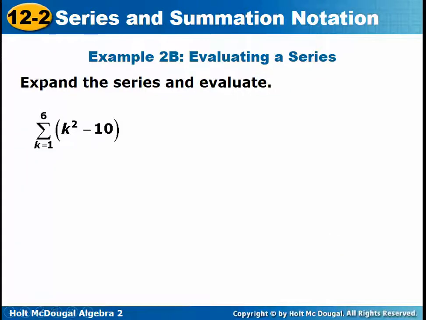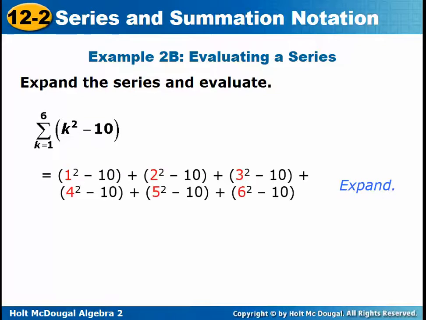There's not that many that are fractions, especially on your worksheet, so you won't have to get too many common denominators. So in this one, we're starting with k equals 1, and we're going up to k equals 6. So we just write this all out. That's the expanded form. 1 squared minus 10 plus 2 squared minus 10, and so on until we get to 6 squared minus 10. And then we simplify each of these parentheses, and then we add them together.